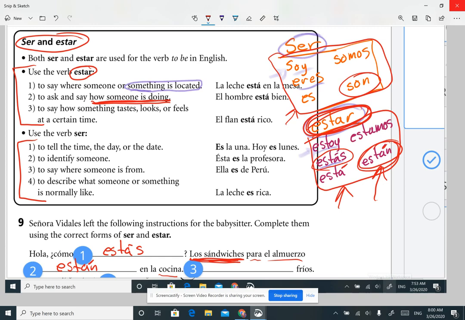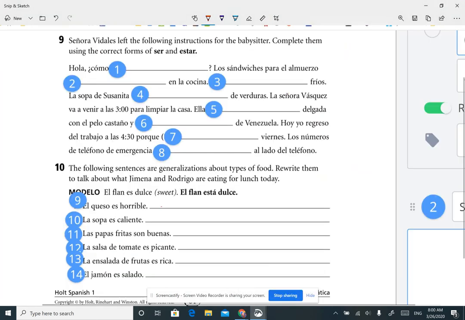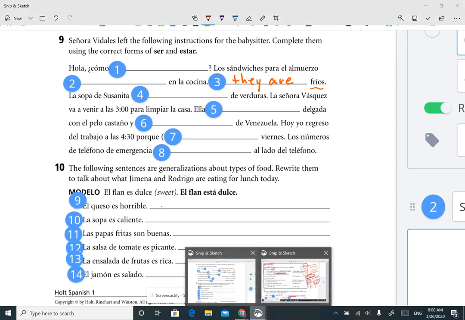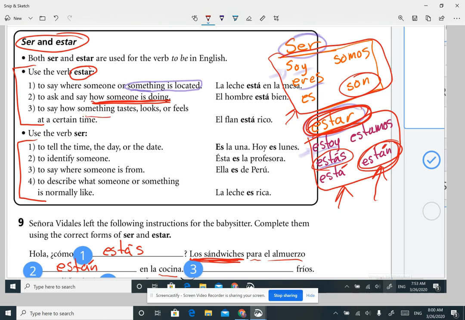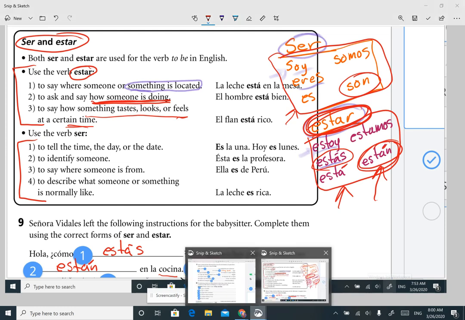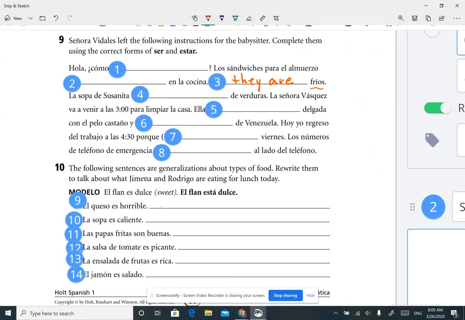Then if we look at some others, number 3, blank fríos. So we're talking about fríos, is cold. So here we want to say they are. So they are is either going to be están or son. And because it's saying what they are like right now in this moment, so if we go back to our list here, say something how it tastes, looks, or feels at a certain time, that's going to be an estar verb. So because of that, we're going to use están. So here it's going to be están.